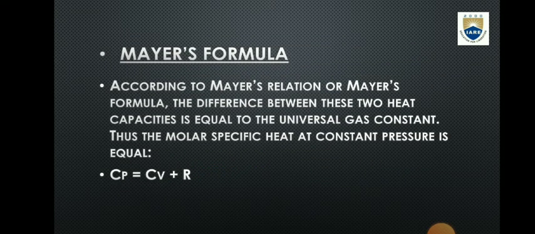Mayer's formula. According to Mayer's relation or Mayer's formula, the difference between these two heat capacities is equal to the universal gas constant. Thus, the molar specific heat at constant pressure is equal to, that is, Cp = Cv + R.